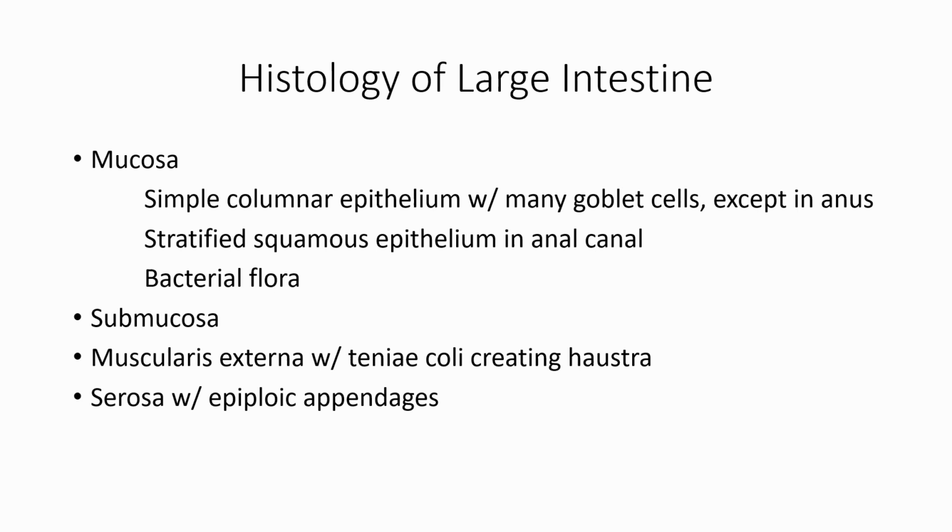The submucosa below that, and then the muscularis externa. We do have the additional layer called the taeniae coli, which is going to create the haustra, which we'll see in just a second. And then the serosa.